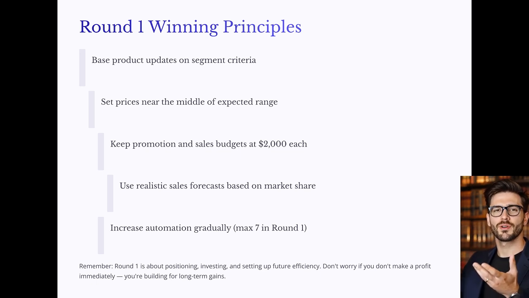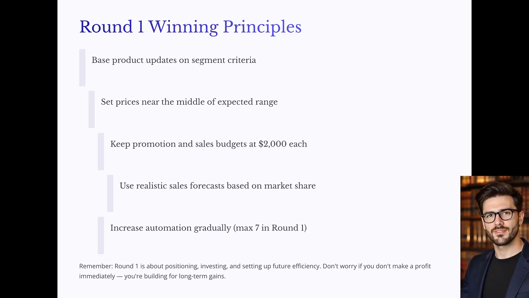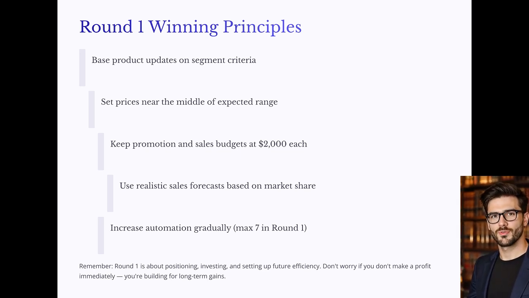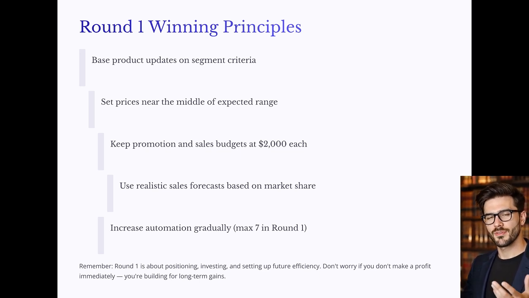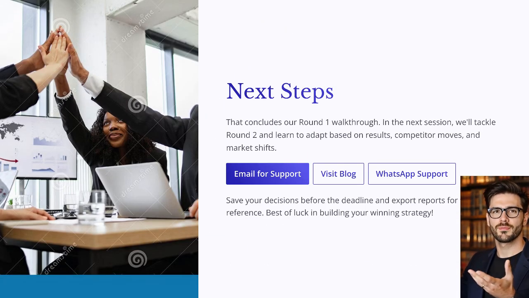5. Increase automation gradually, don't go above 7 in round 1. 6. Raise enough funds through debt and equity to maintain liquidity. 7. Double-check all numbers in the pro forma and balanced scorecard. 8. Do not worry if you don't make a profit in round 1, you're building for long-term gains. Remember, round 1 is about positioning, investing, and setting up future efficiency. You are planting seeds that will bear fruit in rounds 3, 4, and beyond.